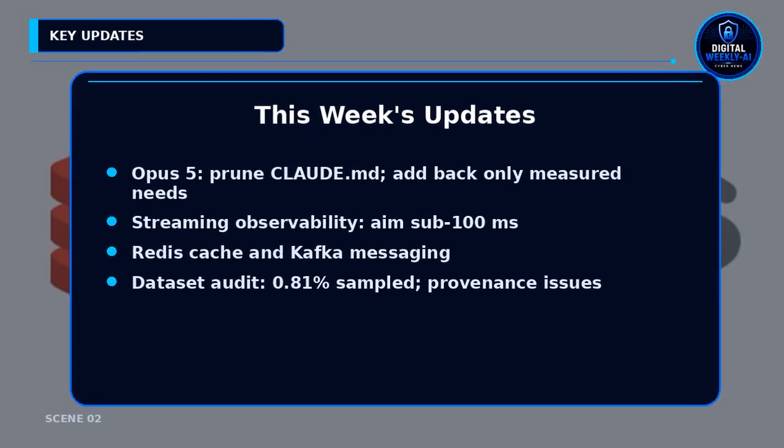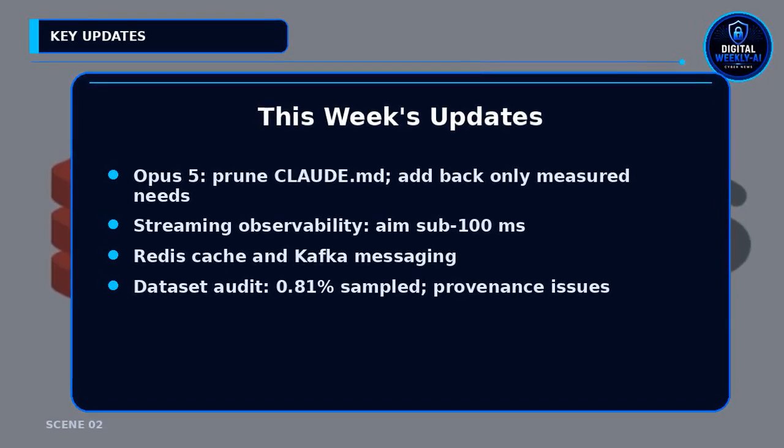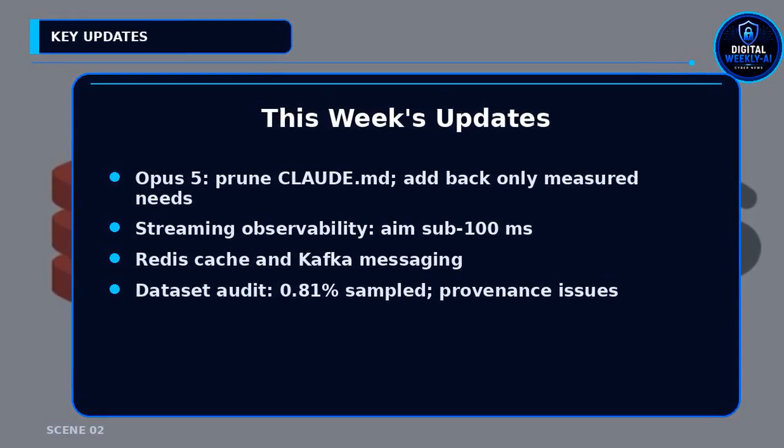Quick highlights. Opus 5 behavior led to a practical recommendation. Delete or heavily prune Claude.md, and add back only rules that cause measurable regressions. One analysis estimated 27% of instruction files actively bind behavior. Agent observability is moving towards sub-100 millisecond glass-to-glass goals. Redis and Kafka remain core scaling tools.